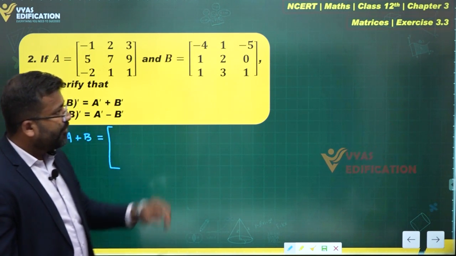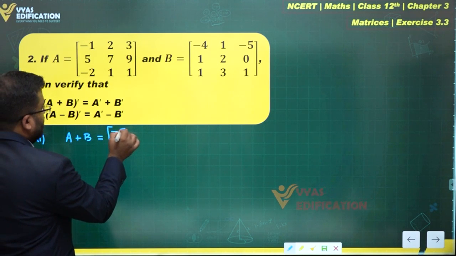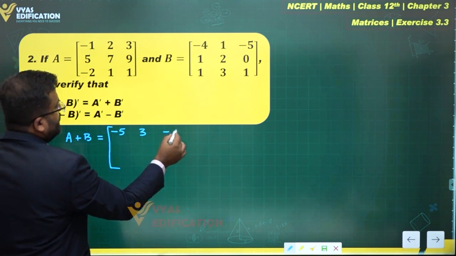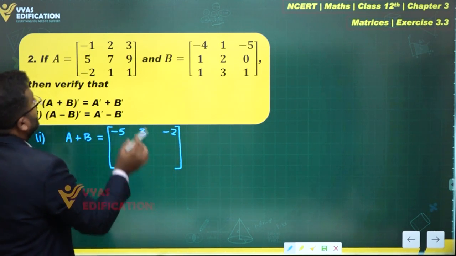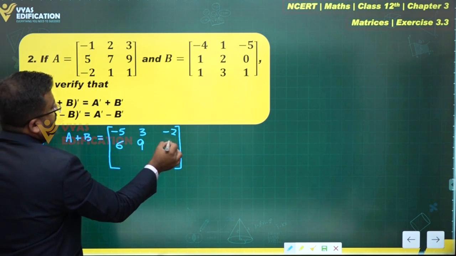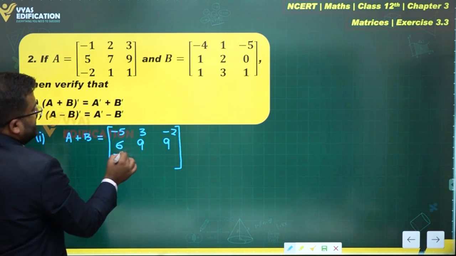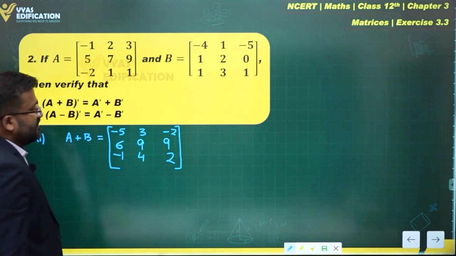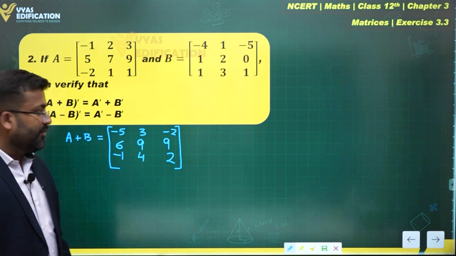Minus 1, minus 4. The sum is minus 5. 2, 1 will be added to 3. 3 minus 5 would be minus 2. What else? 5, 1 is 6. 7, 2 is 9. 9, 0 is 9. Minus 2, 1 is minus 1. 1, 3 is 4. 1, 1 is 2. This is what I have. This is A plus B for me.